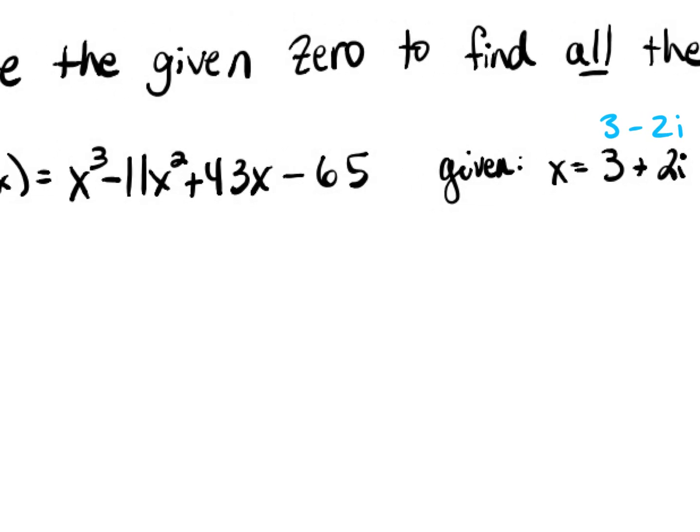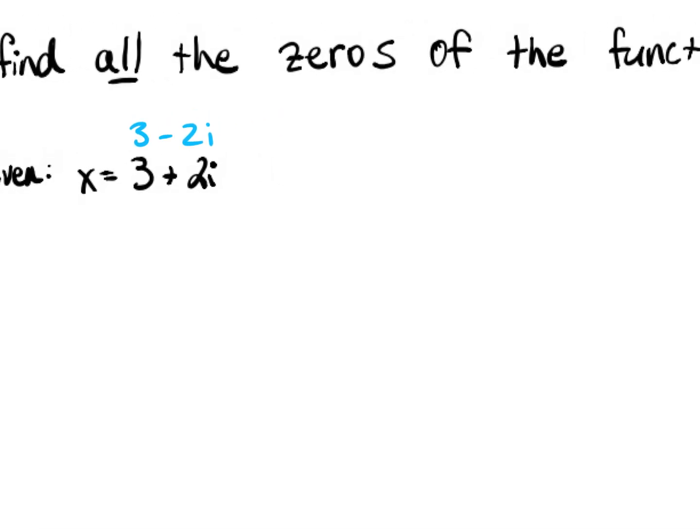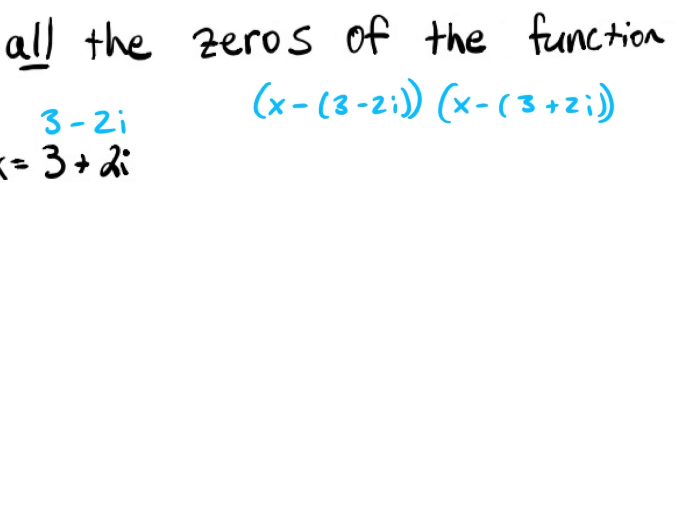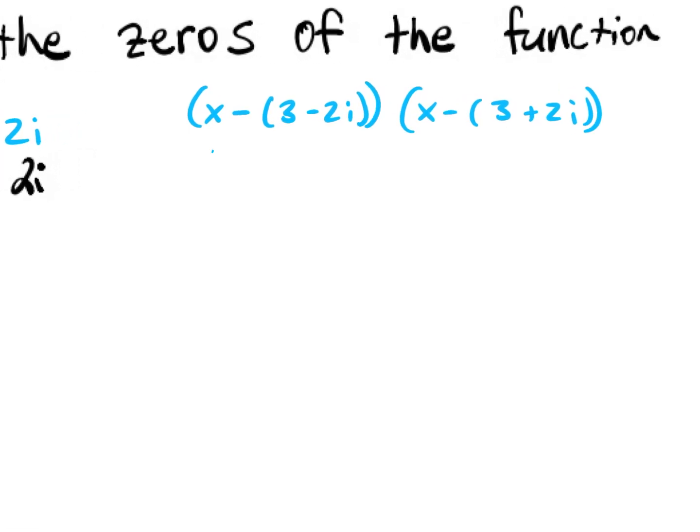So we want to find the factor that 3 plus 2i and 3 minus 2i come from. So I'm going to put these in factored form. I've got x minus 3 minus 2i and x minus 3 plus 2i. We want to FOIL these together so we can find out a factor of our polynomial. So before I multiply them together, I need to distribute the negative. So we have x minus 3 plus 2i and x minus 3 minus 2i.